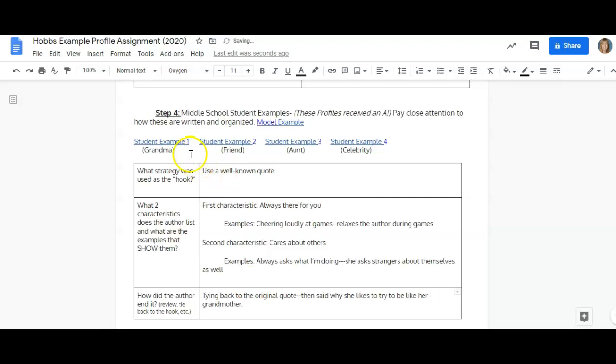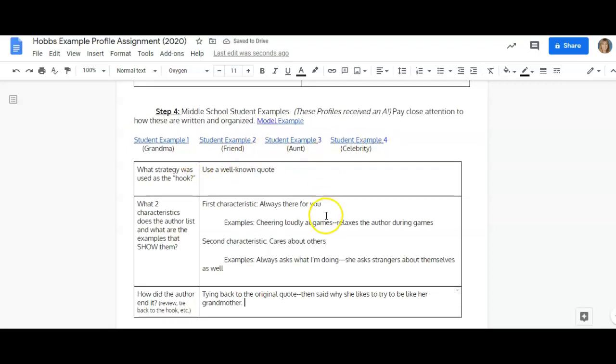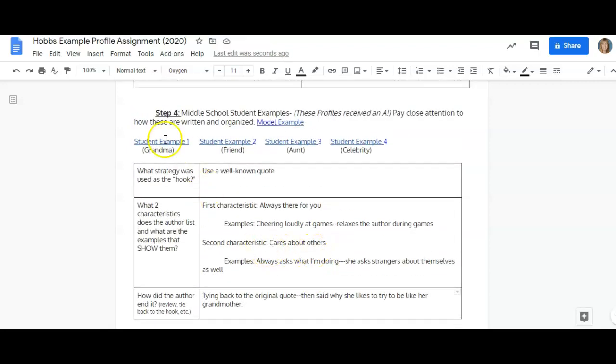So that's all you'll need to do. You're going to pick one of these 4 examples to do this on your own document. Good luck.